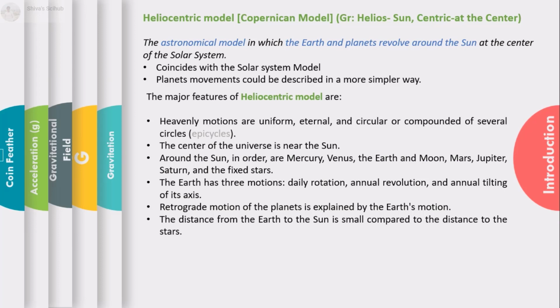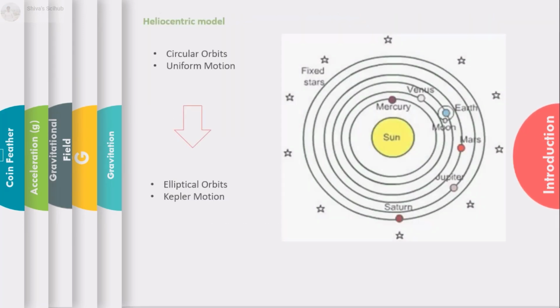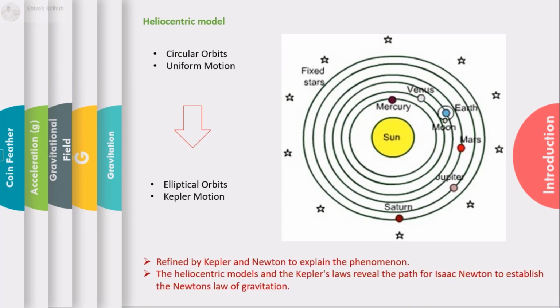When the heliocentric model was proposed, it was assumed that the orbits are perfectly circular and that the planets move in uniform motion. However, studies suggested that the orbits are actually elliptical and there are many different kinds of motion, called Kepler motion. This initial heliocentric model was refined by Kepler and Newton to explain all these phenomena. The heliocentric model and Kepler's laws revealed the path for Isaac Newton to establish Newton's law of gravitation.